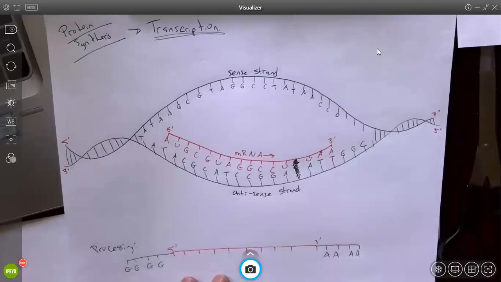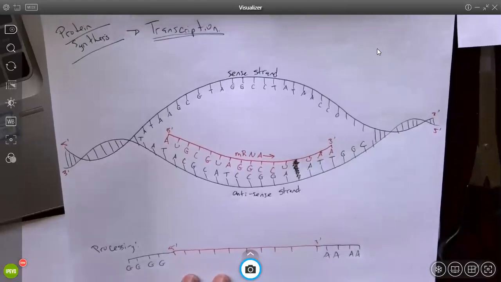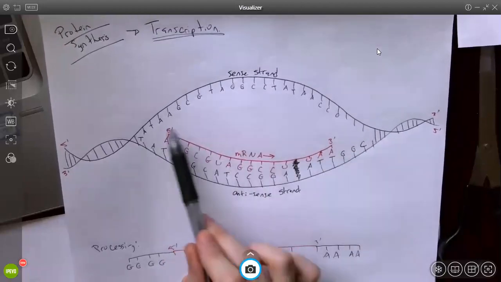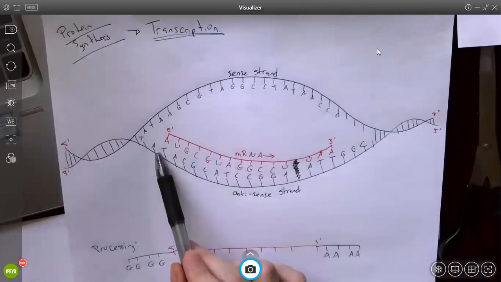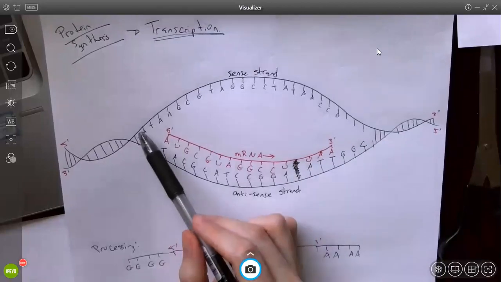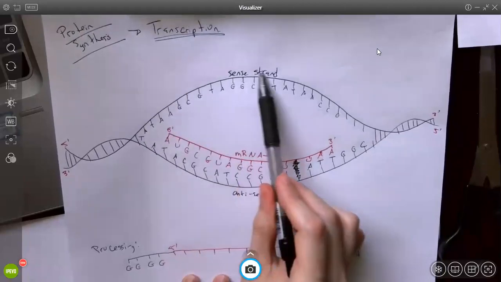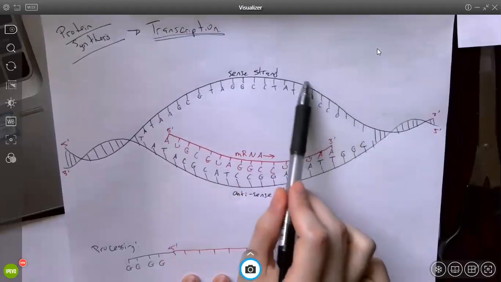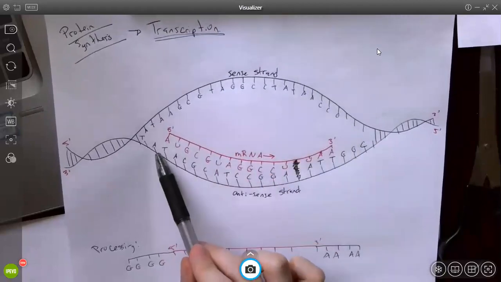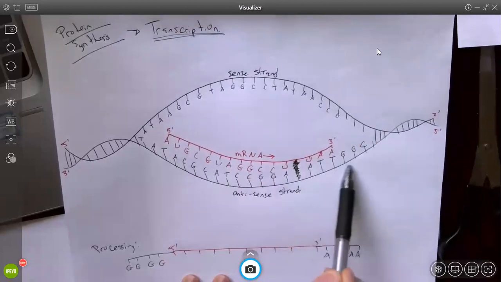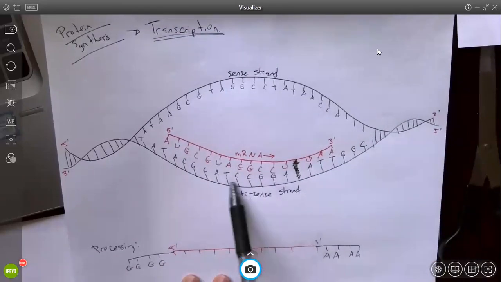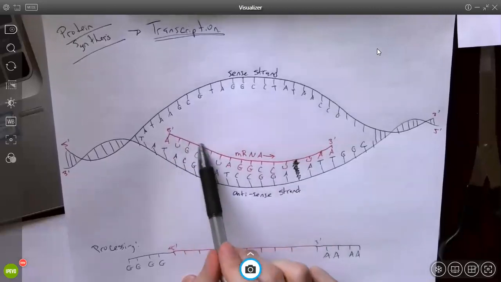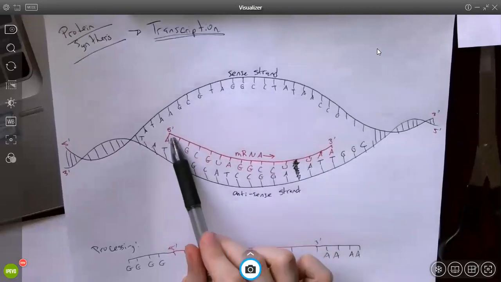Okay, so this is the transcription portion of protein synthesis. Again, the DNA molecule is going to be opened up. The two different strands are going to be separated. The strand that goes in the 5' to 3' direction, which is this top strand here, is called the sense strand. And then the strand that goes in the 3' to 5' direction is the antisense strand. The antisense strand is the one that the mRNA is going to use as a template.